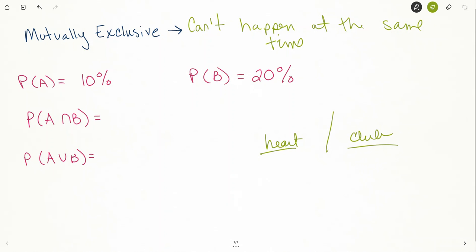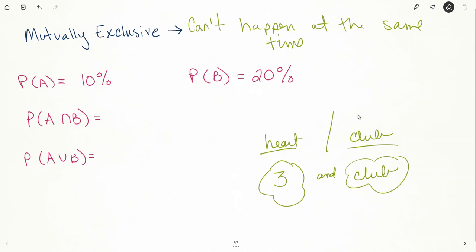Now let's look at two events that are not mutually exclusive. Let's say drawing a 3 and drawing a club. There is a card in that deck, unless your little brother's gotten a hold of that deck and lost some cards, right? But if it's a standard deck of cards that has not been tampered with, there is a card in there that is both a 3 and a club. We'd call that the 3 of clubs.